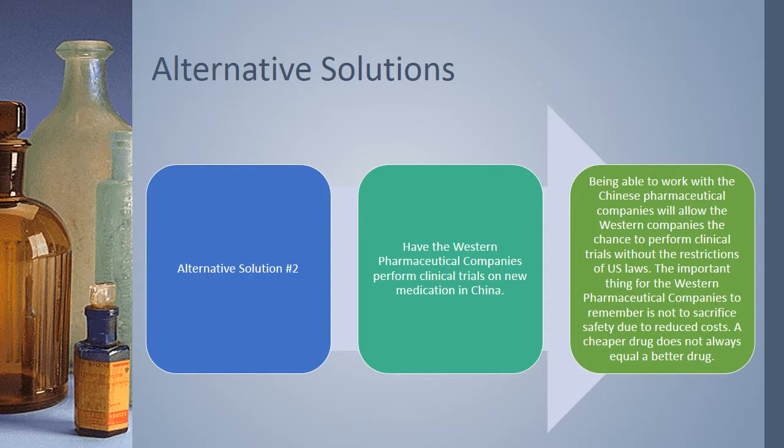Alternative solution number two, have the Western pharmaceutical companies perform clinical trials on new medication in China. Being able to work with the Chinese pharmaceutical companies will allow the Western companies the chance to perform clinical trials without the restrictions of U.S. laws. The important thing for the Western pharmaceutical companies to remember is not to sacrifice safety due to reduced costs. A cheaper drug does not always equal a better drug.